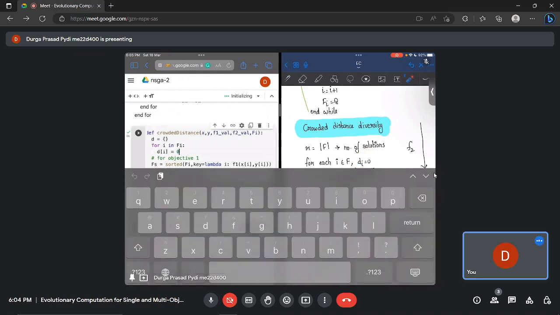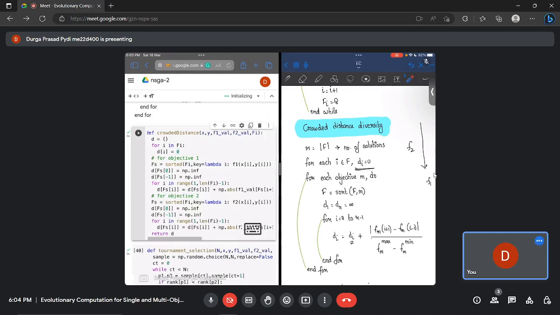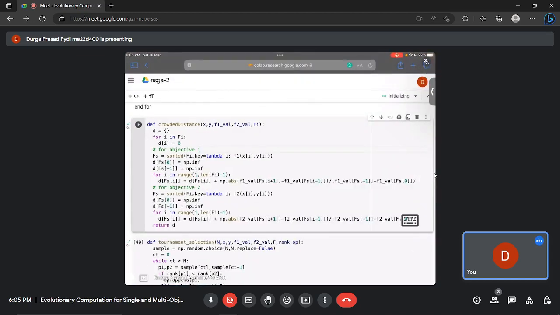Di equal to 0. Next, here we have only 2 objective functions, so instead of writing a loop, I've just considered 2 different statements. For the first objective function, the first thing is you need to sort the values on a given front. The parameters for this function: you are taking whatever your population is, this is my x and y, and f1 value and f2 value are the objective function values for the given values of x and y, and fy is that particular front for which we need to calculate this distance. Distance is calculated only for the solutions on a given front. So this sorted function will just sort all these values.